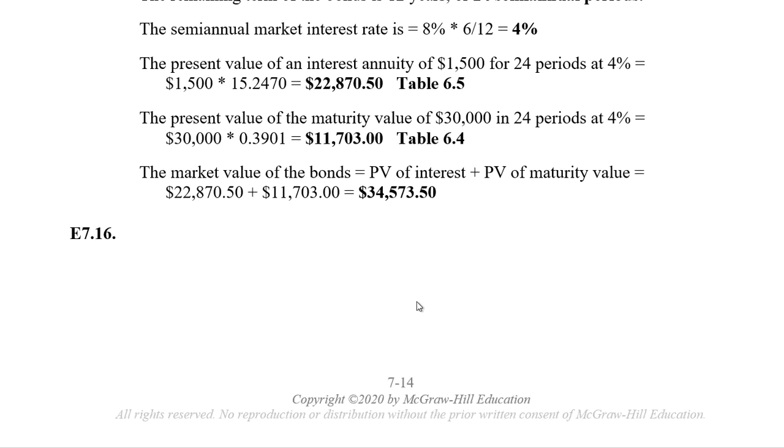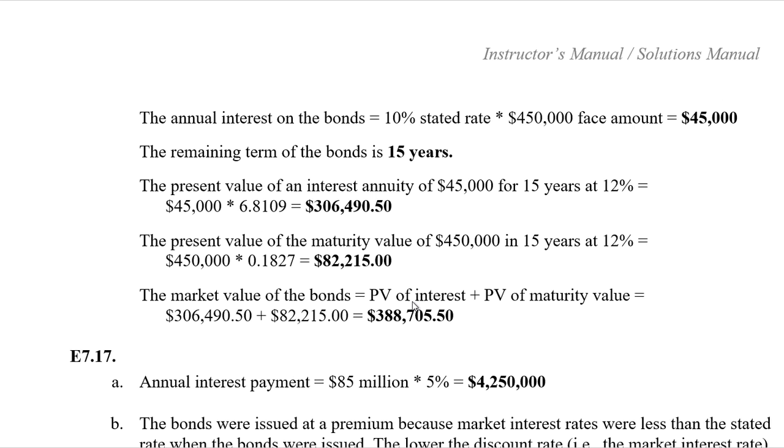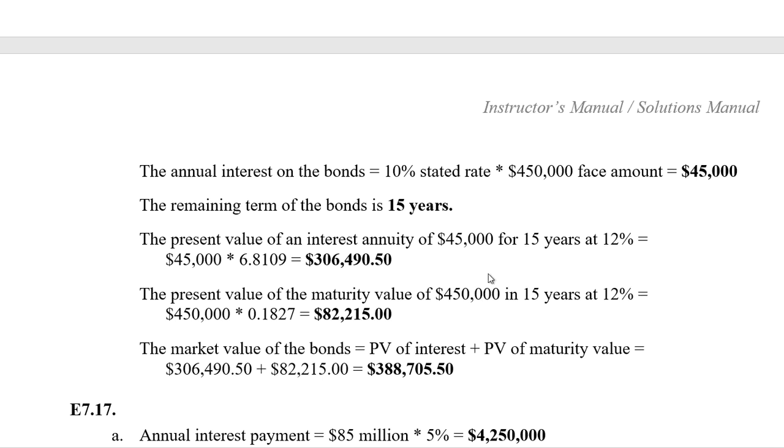We'll go to 716. In this particular case, this is not compounded semi-annually, and it's not even compounded quarterly. It's just compounded yearly as an annual interest. So you use the full amount per year of interest, which is 45,000, as the annuity. You see that here, right? And then of course the bonds have a remaining term of 15 years in this case, and the market rate is 12%.